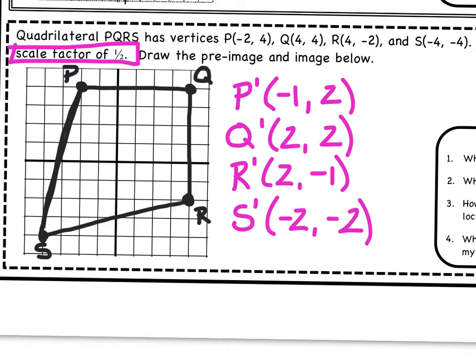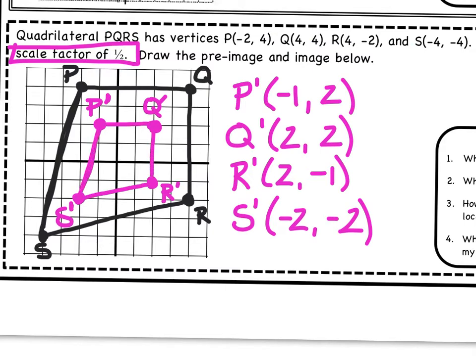So let me go ahead and get these new points on the coordinate plane over here. So -1, 2, so that's P prime. Then Q prime is at 2, 2. R prime is at 2, -1. And then S prime is at -2, -2. I'm going to connect my points here to form my figure.